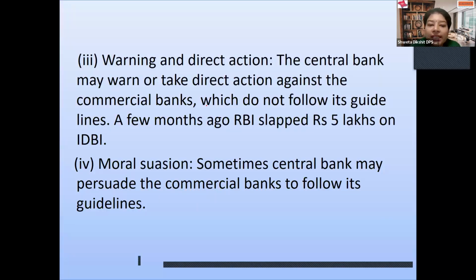Now, warning or direct action. Sometimes the RBI, as it has the power, can also give warnings, can persuade them, can give direct instructions to the banks that no, you cannot give more than the fixed amount as loan to your customers. It is just an action to stop the commercial banks from giving loans for more than a limit. Now comes moral suasion.